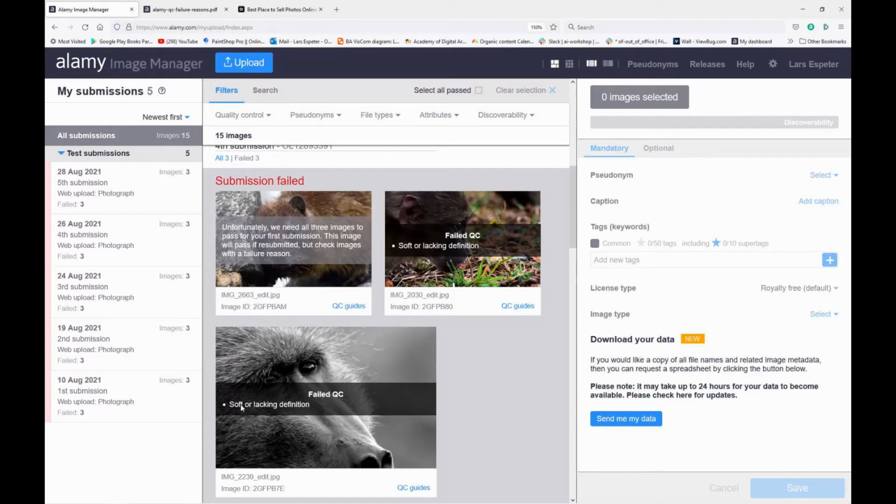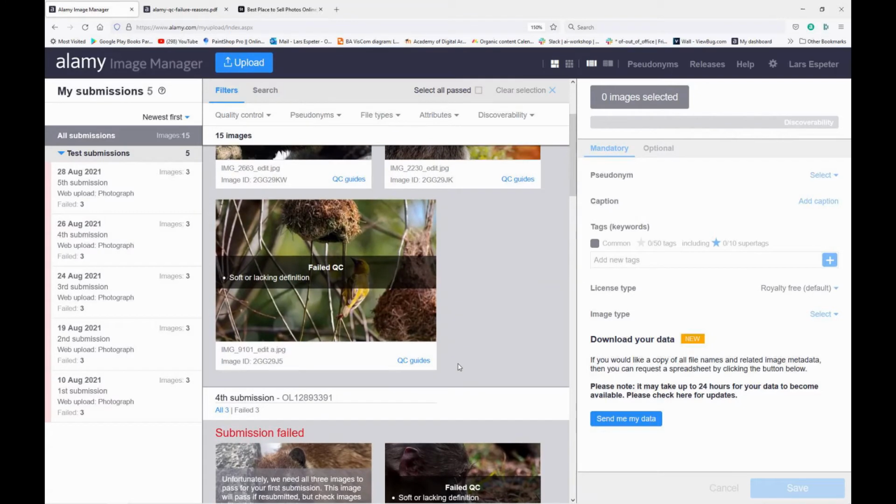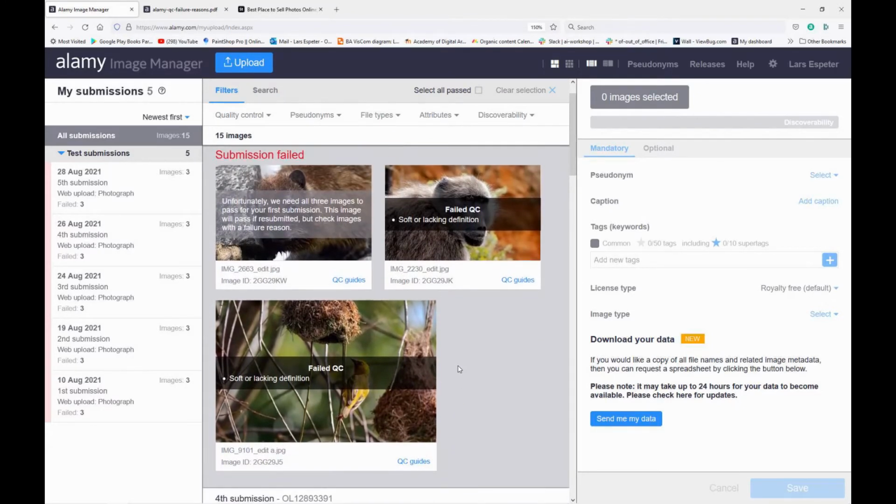So these got rejected again for software lacking definition. The software lacking definition thing is becoming an issue here because they all get rejected for this, except for the Dussie. And I can only upload 3 images in this process before I get accepted as a contributor, but they all fail for software lacking definition. For nothing else, except for the ones that had obvious noise. So this is something I am starting to worry about because it doesn't make sense.